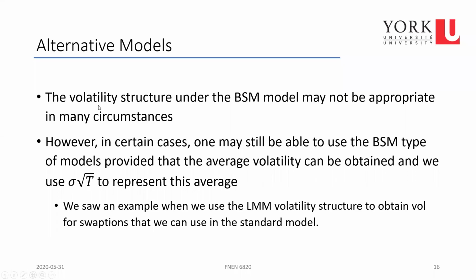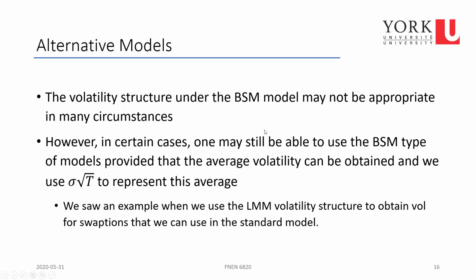Now we see that the constant volatility structure under the Black-Scholes Merton model may not be appropriate. This will make the closed form formula not useful in many situations. Now, if we can, we probably will want to recover the use of that closed form formula because of its simplicity.